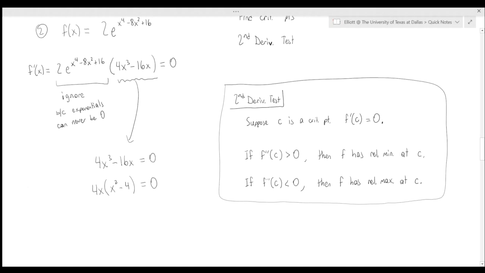And from here, x squared minus 4, I suppose we can factor that a bit more as x minus 2 times x plus 2. And then from here, we see that we have 3 critical points. So when x is 0, that is 1 critical point. Then when x is 2, and when x is negative 2 as well.